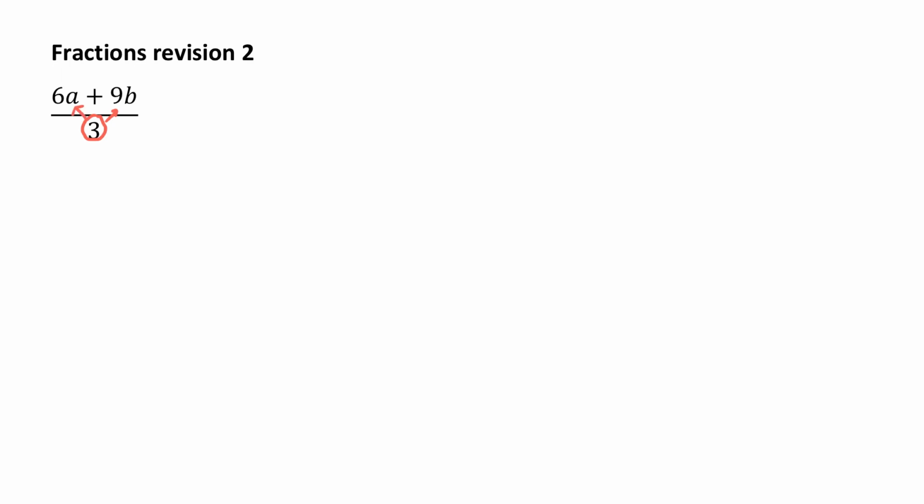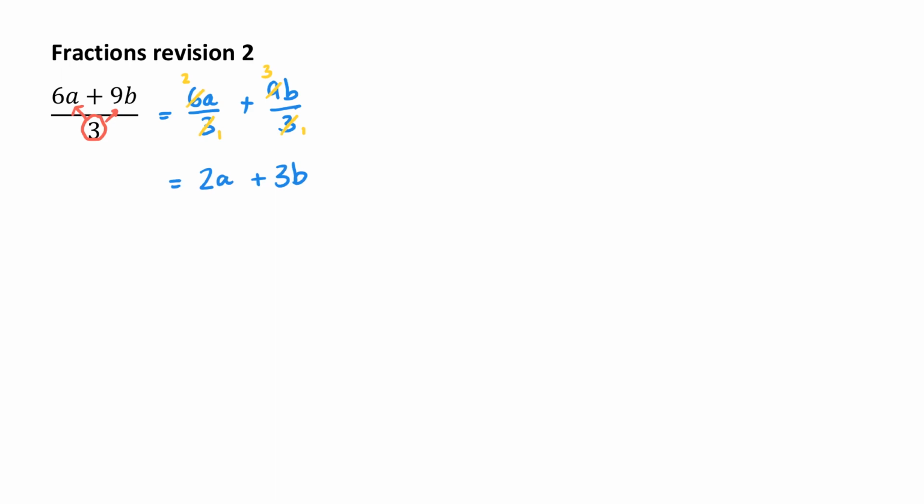So I could write this as 6a out of 3 plus 9b out of 3, and 6 out of 3 I can divide top and bottom by the factor of 3. 6 divided by 3 is 2. And 9 and 3 can divide by 3. 9 divided by 3 is 3. And I land up with 2a over 1 plus 3b over 1.